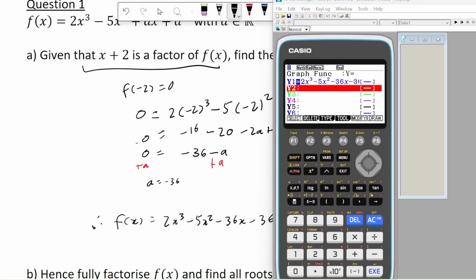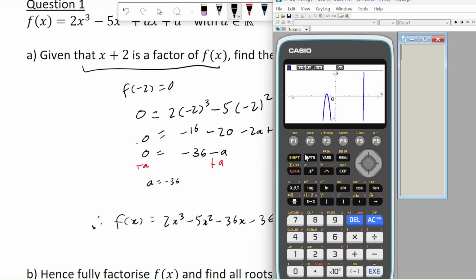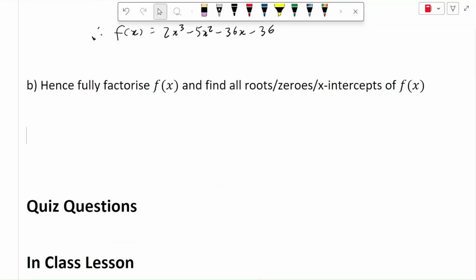Now, if we've done this right, if we look at the graph of this function, we should see that minus 2 is an x-intercept. So we'll do that. And if we look at shift G solve and then look at all the roots of this function, we do indeed see that minus 2 is an x-intercept. There are some other ones, minus 1.5 and 6, which we'll talk about in part B. Hence, fully factorize f of x.